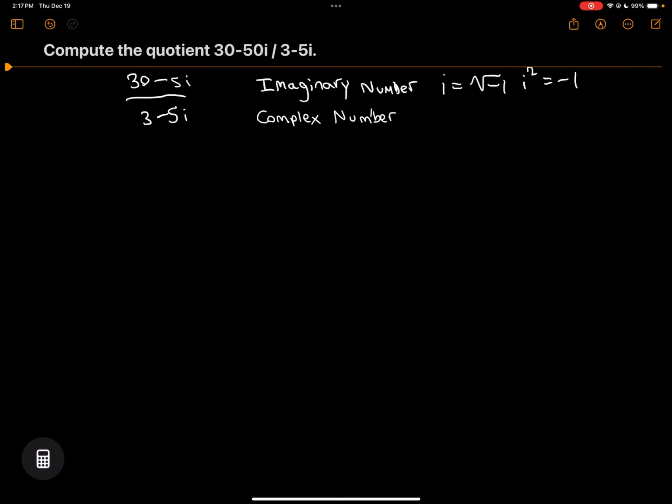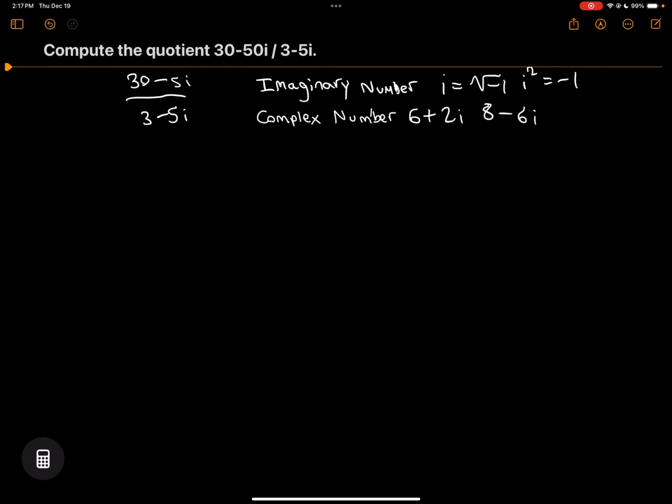A complex number isn't really that advanced. All it is is a number with a real part, such as this 30 up here, and an imaginary part, such as the minus 50i. So a complex number is any combination of a real and an imaginary number. Another example is 6 plus 2i, or 8 minus 6i. These are both complex numbers. Alright, so now with that little bit of background, let's go ahead and get on to this problem.